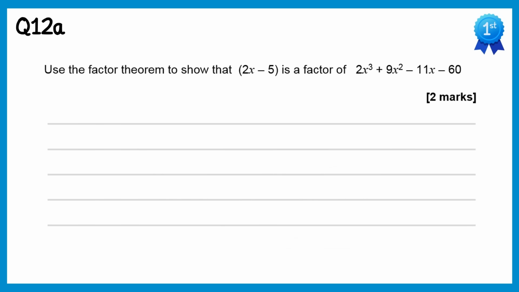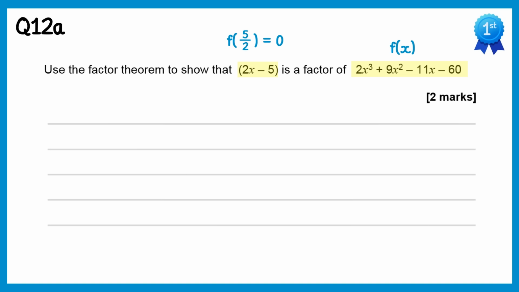This question's about the factor theorem. So if we say that this polynomial here is f of x, then this bracket here, 2x minus 5, will be a factor if we do f of 5 over 2, and that gives us 0. So we're going to substitute 5 over 2 into the polynomial.